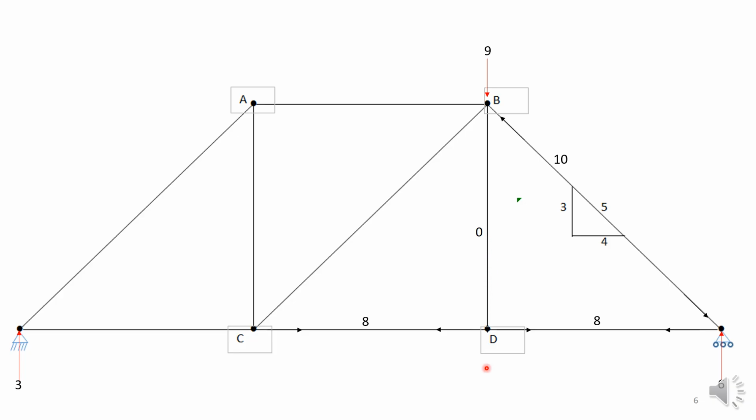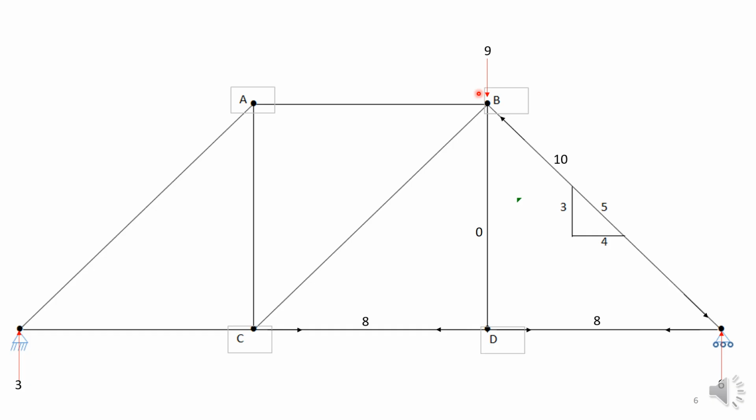And of course, you have no vertical forces contributed from these two horizontal forces, no vertical components. So there must be a 0 force in this member BD. This is what is called a 0 force member. There's nothing to oppose any forces in it, so it has to have a 0 force.